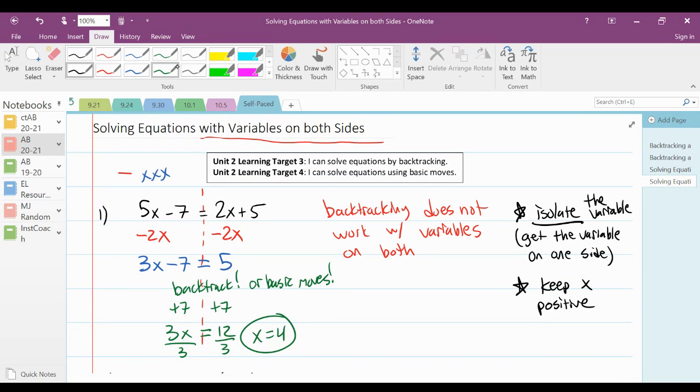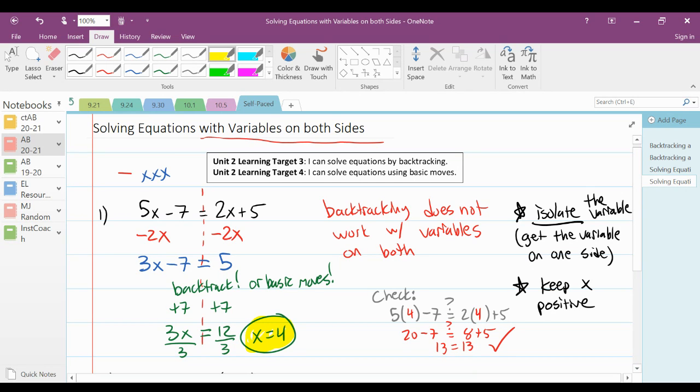All right, a reminder, you can always check your answer by substituting that value back in for your variable. So 5 times 4 minus 7, is that equal to 2 times 4 plus 5? I'm just going to put the 4 in there. So let's see, 5 times 4 is 20 minus 7. Is that equal to 8 plus 5? I think 13 equals 13. Yes, it is. So I know that x equals 4 is the correct answer.